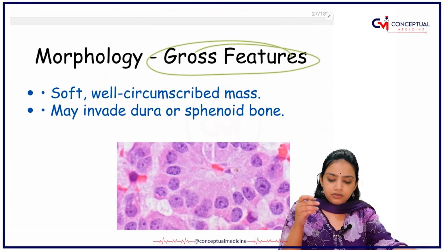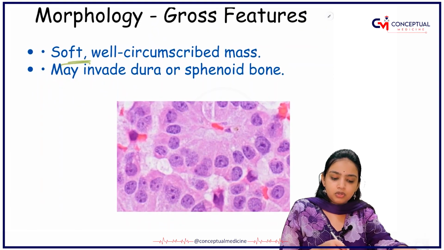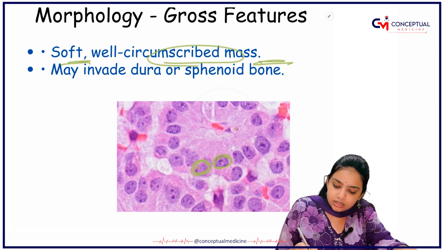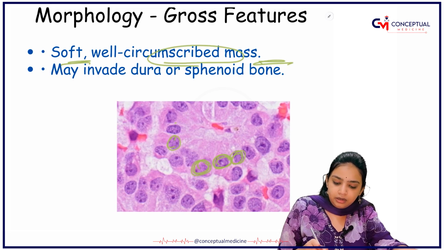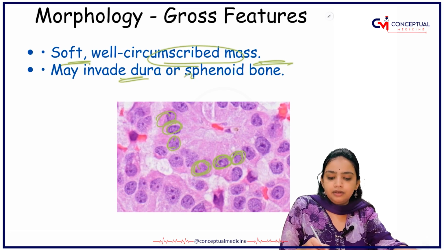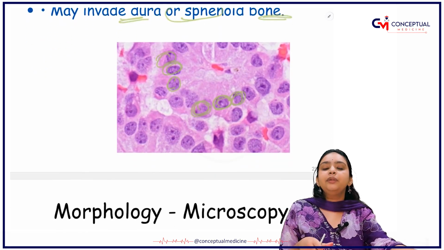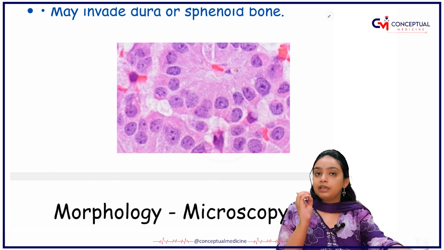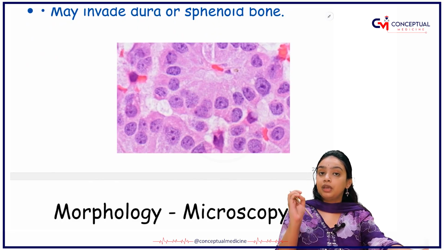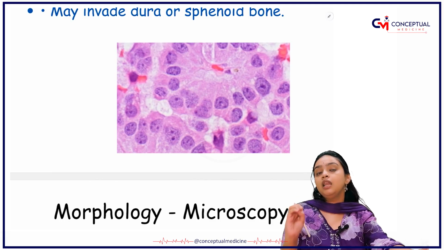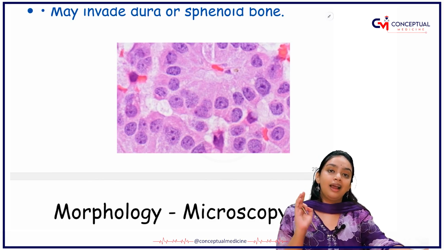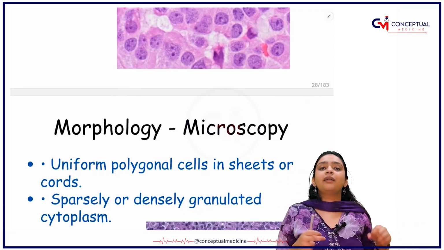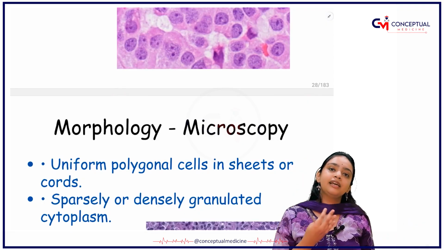If I talk about the gross features, then you are able to see some soft, well circumscribed mass like this. These are soft and well circumscribed masses, and they may invade the dura and the sphenoid bones. And I know you know the layers of your skull very well. They have taught you in your anatomy lectures, right? If you're not thorough with the layers, I must suggest you go to your anatomy lectures and read over there.